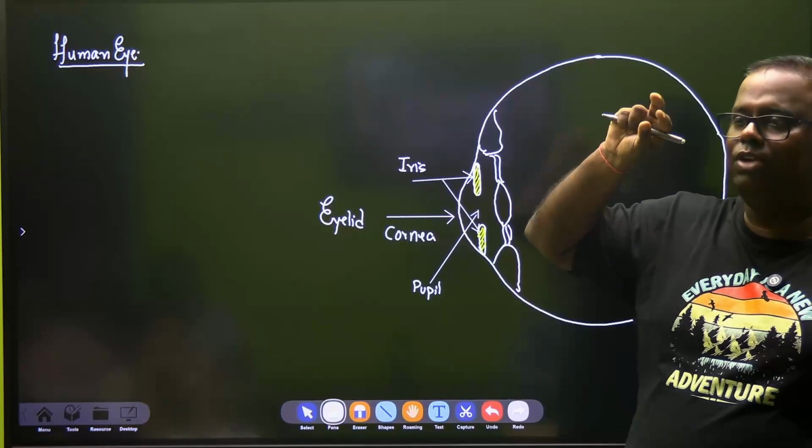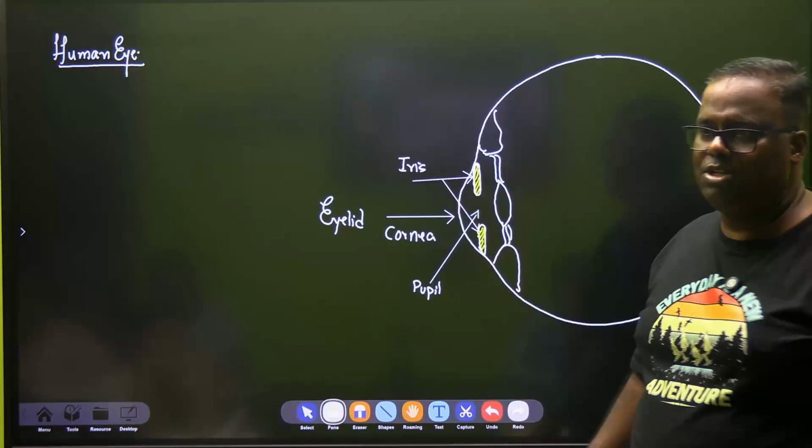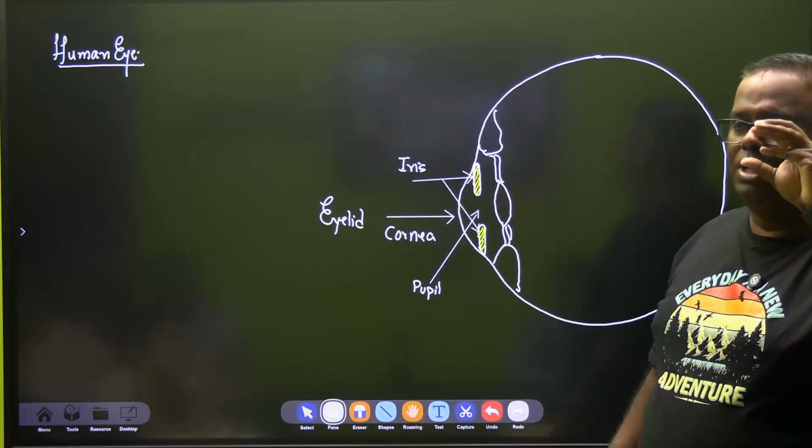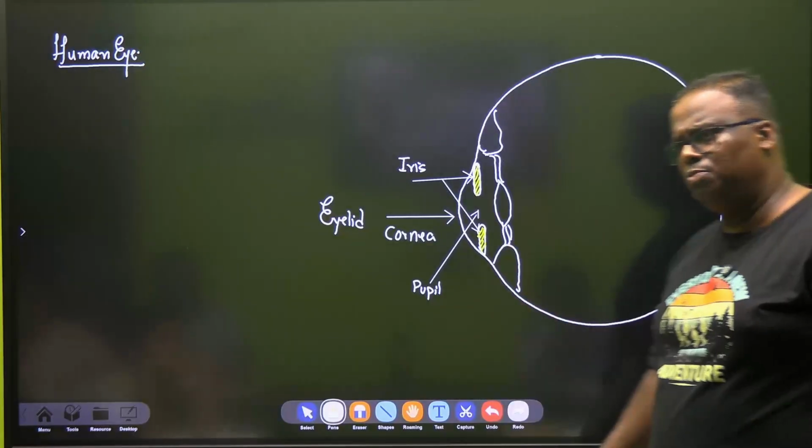Just like the shutter of a camera, the pupil will adjust. Actually, the pupil doesn't adjust; the iris starts its adjustments and creates more opening. And that opening means you are having a large pupil right now. Have you understood up to pupil?